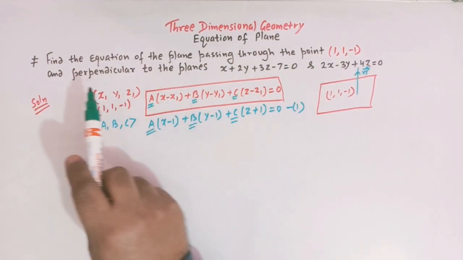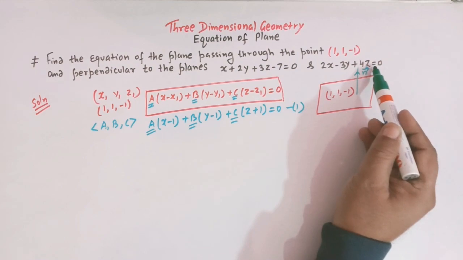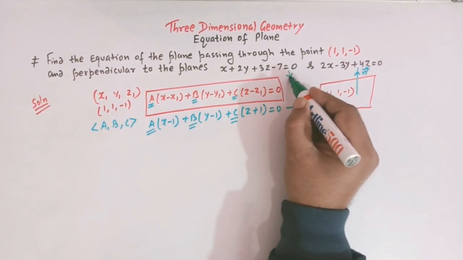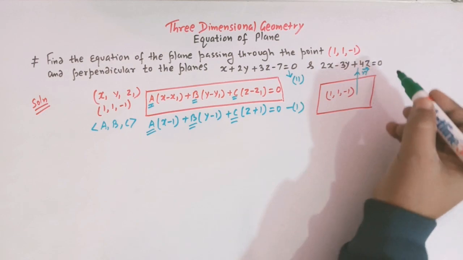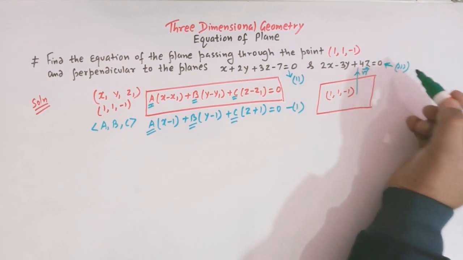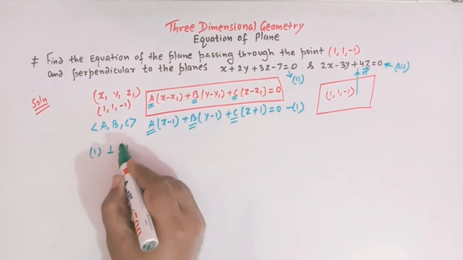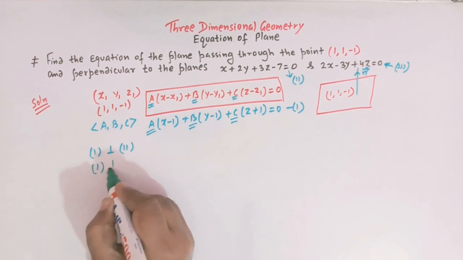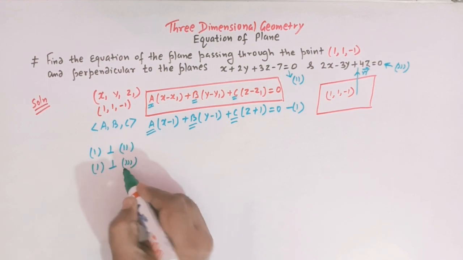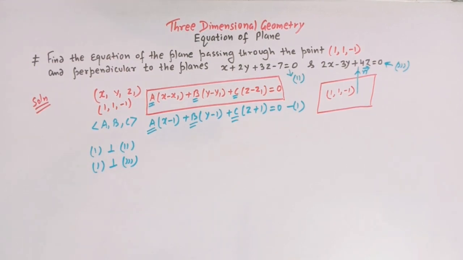Now the remaining conditions are that this plane 1 is perpendicular to this plane and this plane, right? So let us call this plane as plane number 2, and let us call this plane as plane number 3, right? So this plane 1 is perpendicular to 2 and 1 is also perpendicular to our plane number 3, right? So now let us see what would be the condition when two planes are perpendicular.